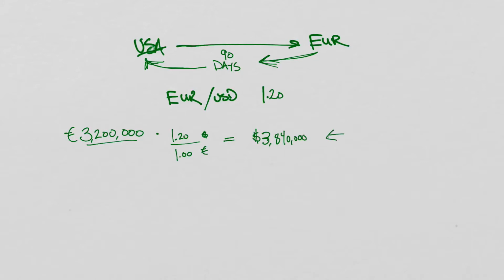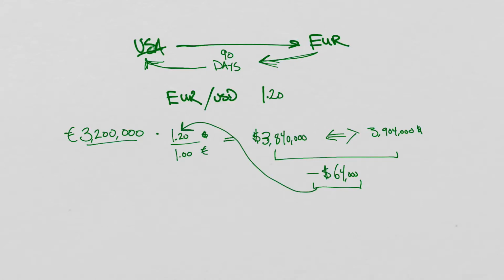Now if we compare that to what the company originally was getting under that previous exchange rate, the $3.904 million, we see that the difference between these two is minus $64,000. They're getting $64,000 less as a result of the stronger dollar. And so this type of situation is why an exporter might attempt to hedge their currency exposure when they book sales where the client pays them at some point out in the future.